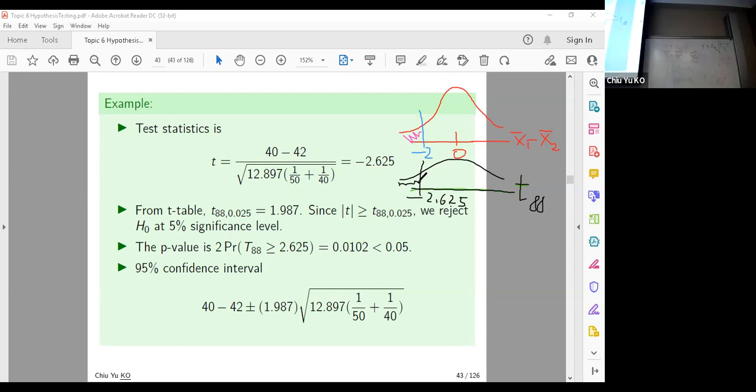Lastly, I don't want to take more time. The last one is the confidence interval. Just put in 40 minus 42, then this number, the critical value, here. This is N1, N2, and this is the pooled sample variance, Sp squared. You can just calculate this number, and this gives you the confidence interval for the difference. Of course, that also means that if this interval includes 0, then you can't reject the null. If it excludes 0, you can reject.